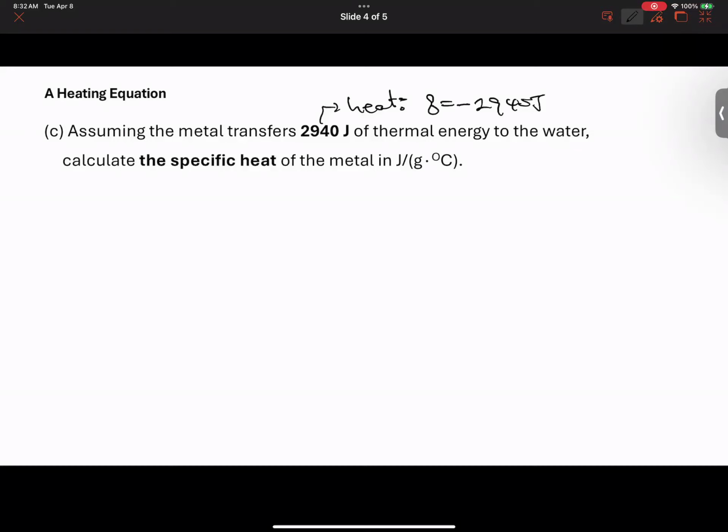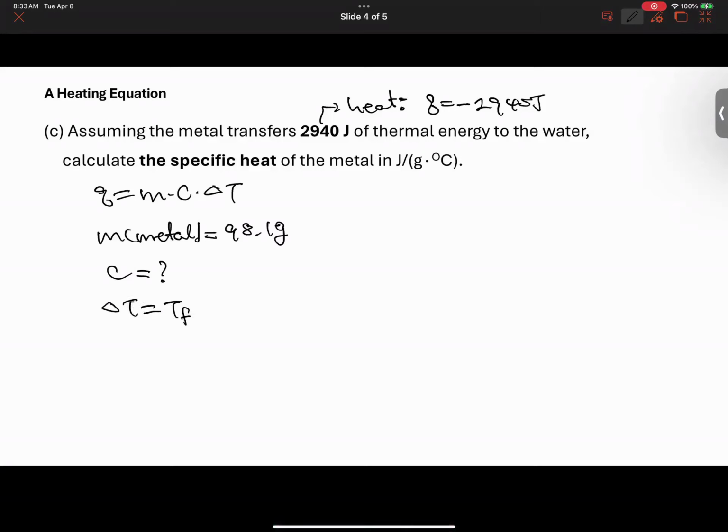So let me bring up the heat equation. Q is equal to mass times specific heat times delta T. Q equals m c delta T. Here the mass of the metal is given as 98.1 grams. The specific heat of this metal is not given. And delta T is final temperature minus initial temperature.